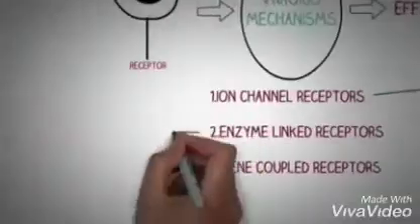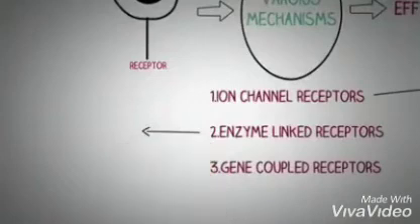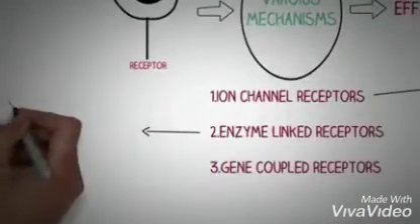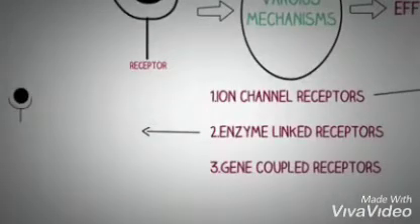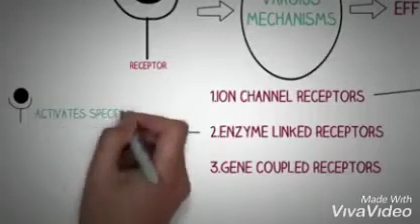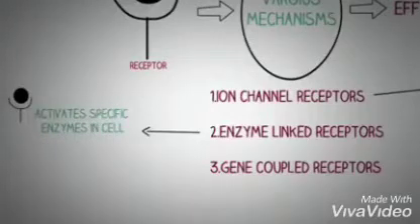entry or exit of one type of ions in the cell. Now, another very common type of receptors are the enzyme linked or the G protein coupled receptors. In this case, when the hormone binds to the receptor, it causes the activation of many enzymes in the cell which exert the effect of the hormone.